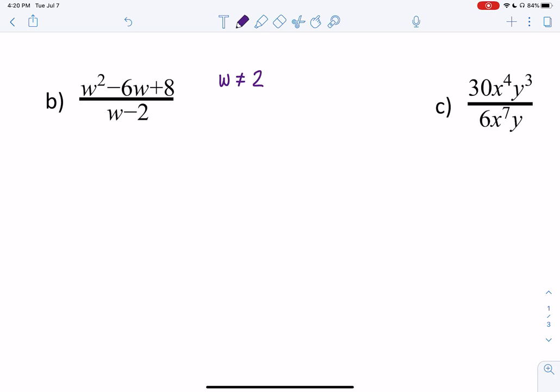The first thing we need to do is factor the top. So we need to find two numbers that add to my middle number and two numbers that multiply to my last number. That will give us -2 and -4. Since we have a 1 as our first term, we have a 1w squared. We can jump right to the brackets.